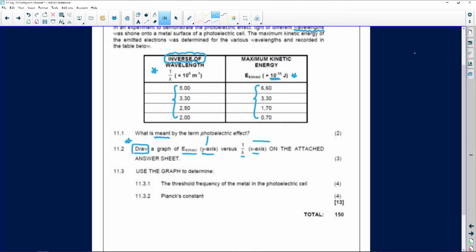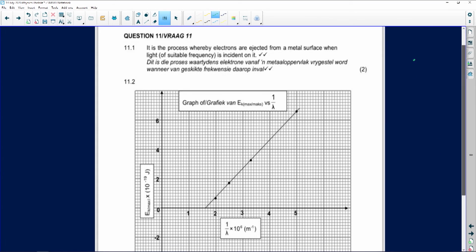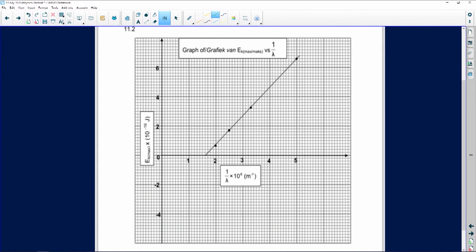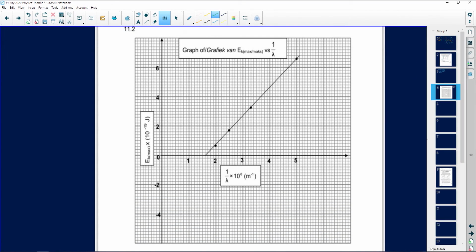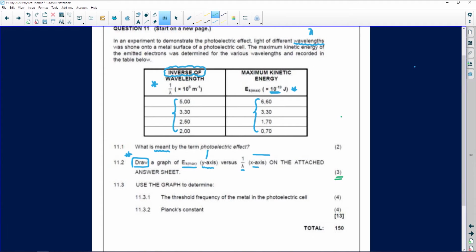So in this case, I can see I'm starting off at 2, 2.5, 3.3, 5. So you can count in 1s. And on this side, I start at 0 point something, then 1, 3, and 6. So you can also count in 1s or in halves. So in order for us not to waste time, my darlings, I actually took the graph from the memorandum that was given, but now we're going to analyze it. Just want to see how many marks this was for. So we have a graph, and this graph was for 3 marks.